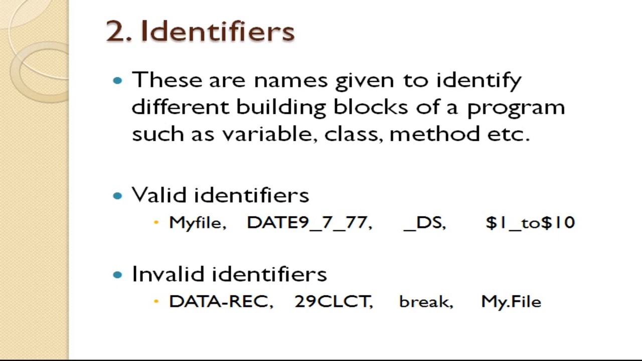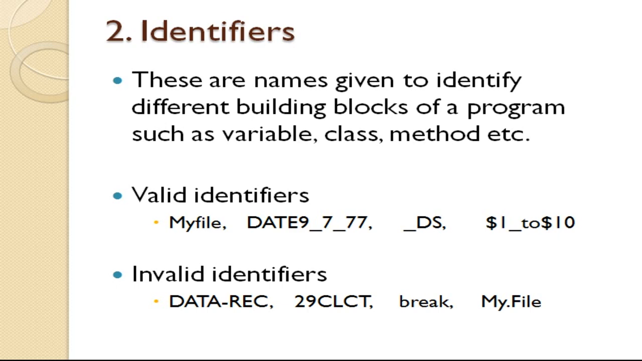You can see some valid identifiers available. In the first one, myfile, we don't have any special characters. In the second one, you can see date_9_7_77, which has some underscores, which is acceptable. The underscore is acceptable before the identifier, and also the $ sign. So these two symbols, underscore and $ sign, are the two symbols allowed in identifiers.